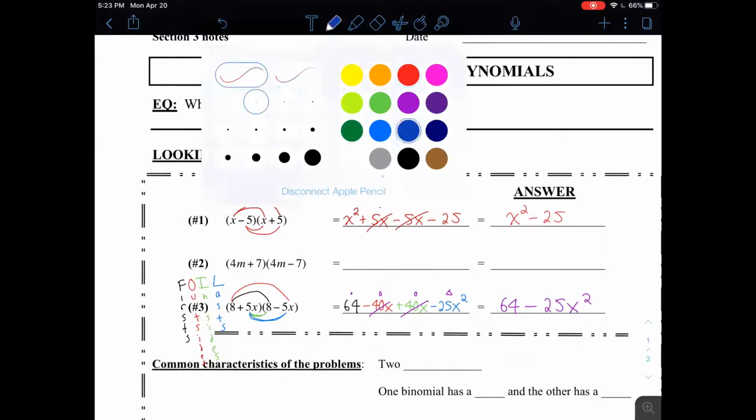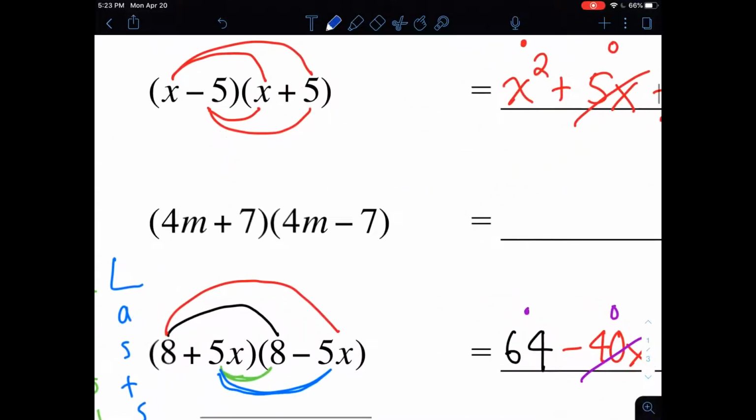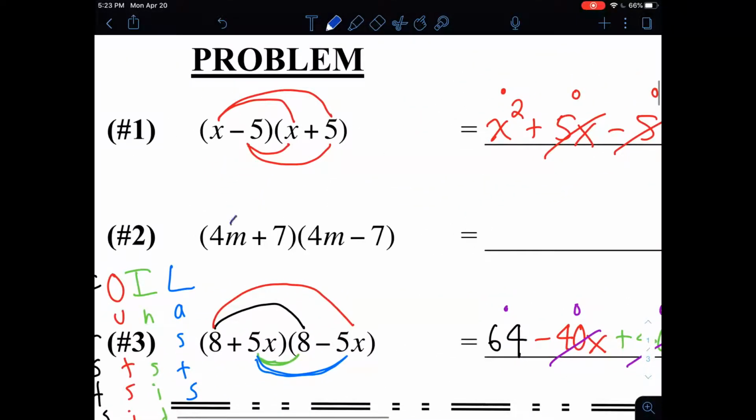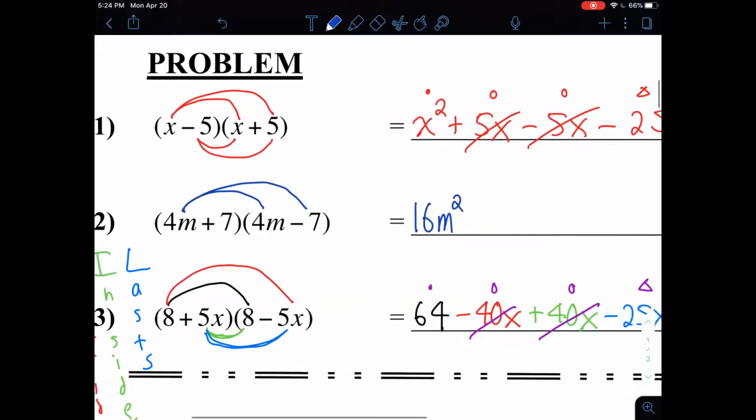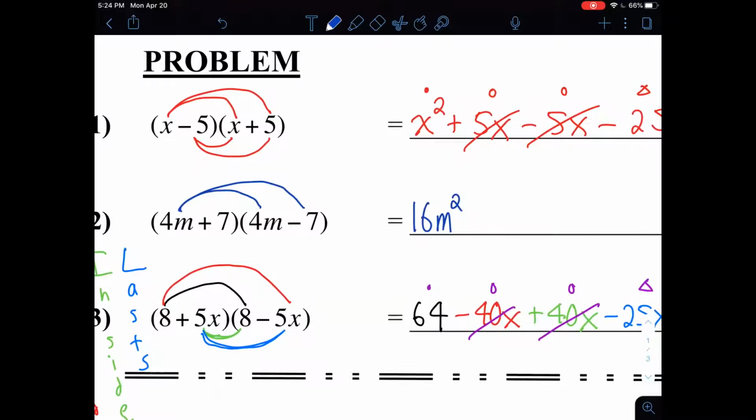All right, and the last one of this style, so we've got to do 4m times 4m, and then 4m times negative 7. 4m times 4m, is that going to be 16m or 16m squared? Should be 16m squared. M times m is m squared. What is 4m times negative 7? Negative 28m. And then we've got to do 7 times 4m and 7 times negative 7.